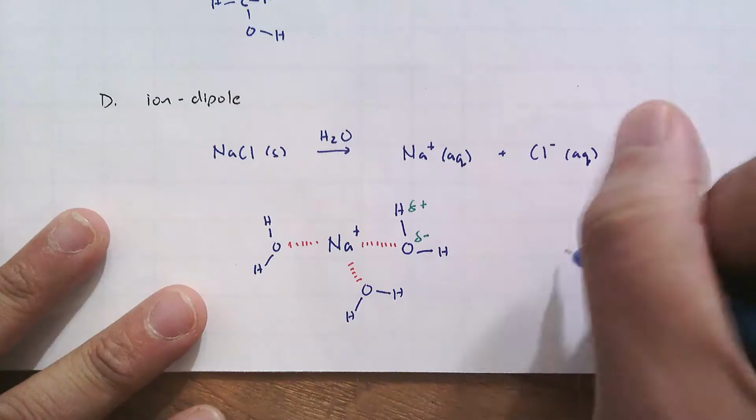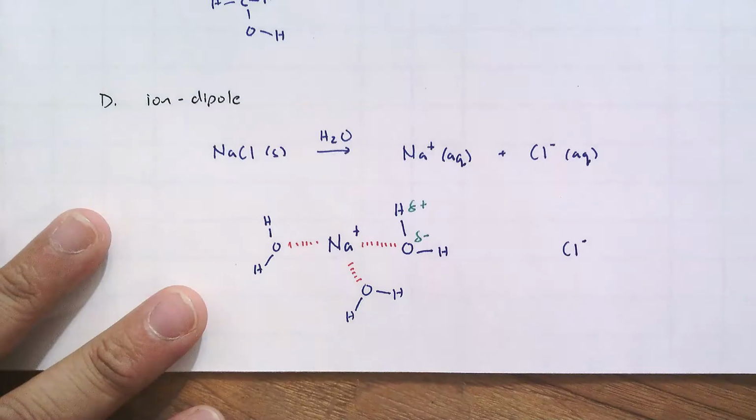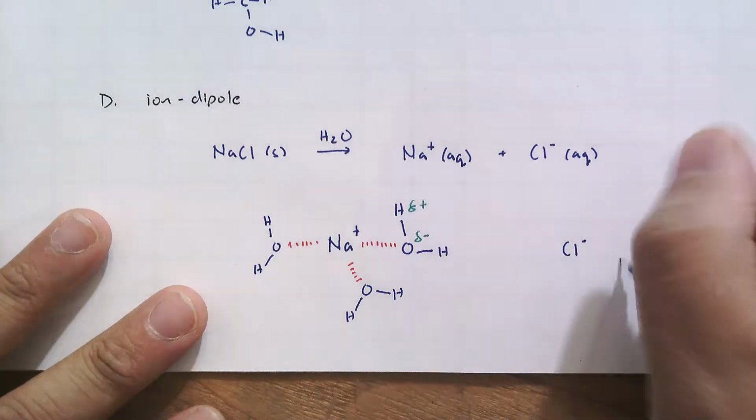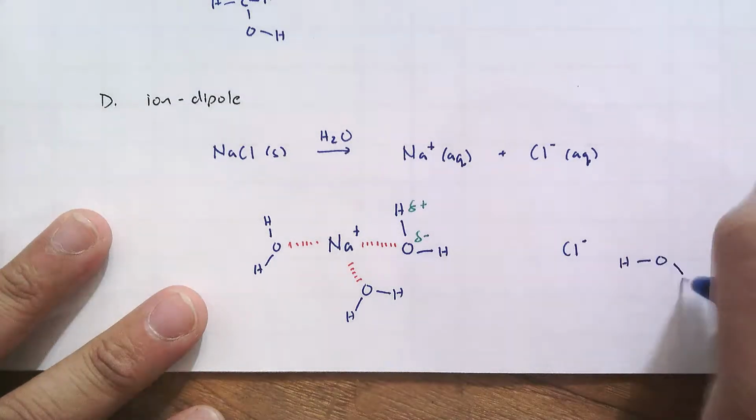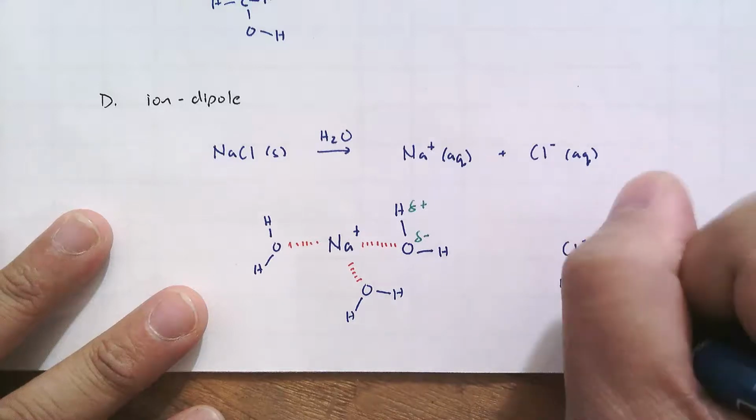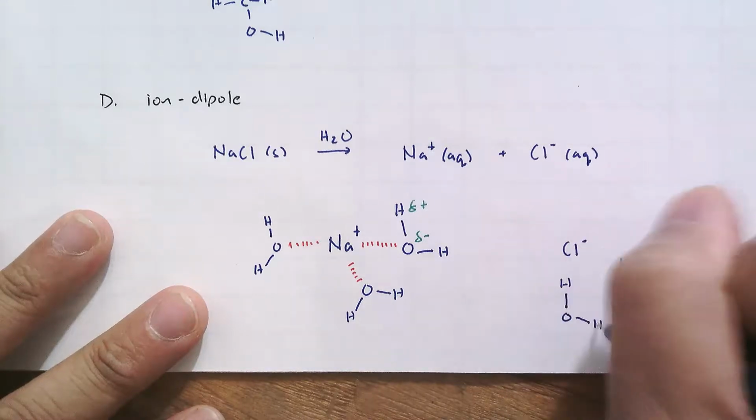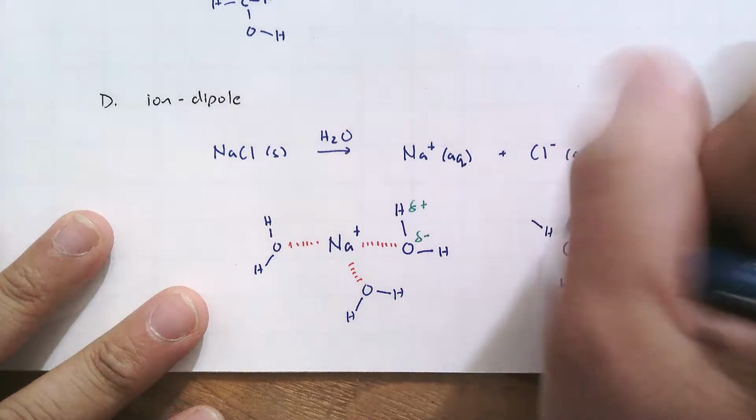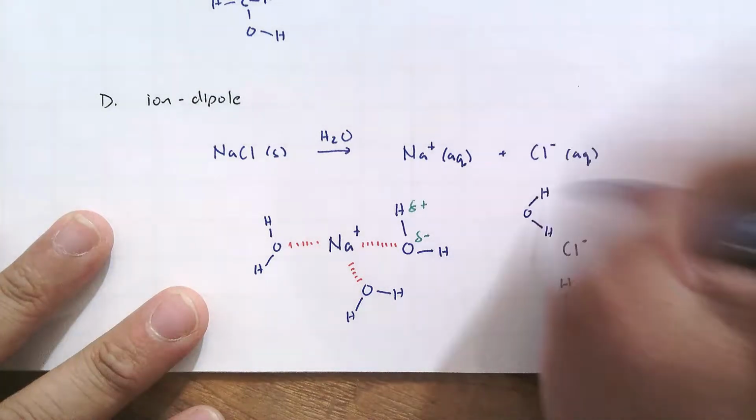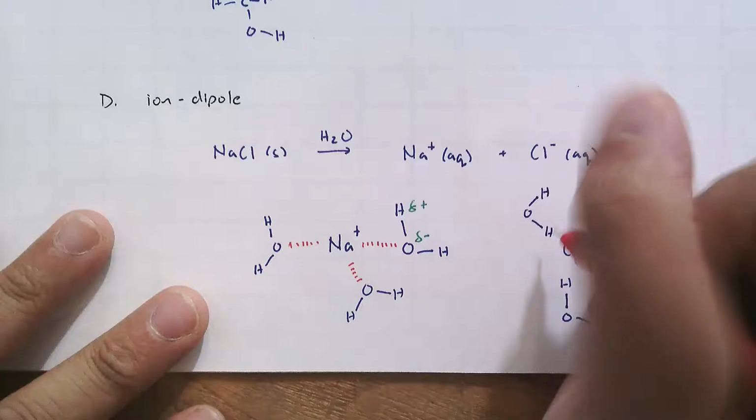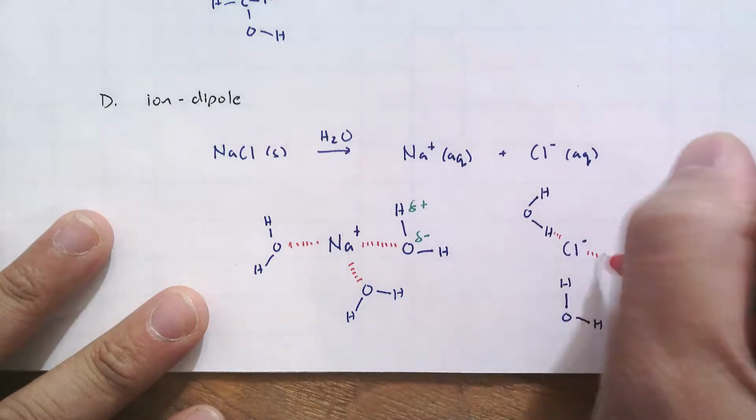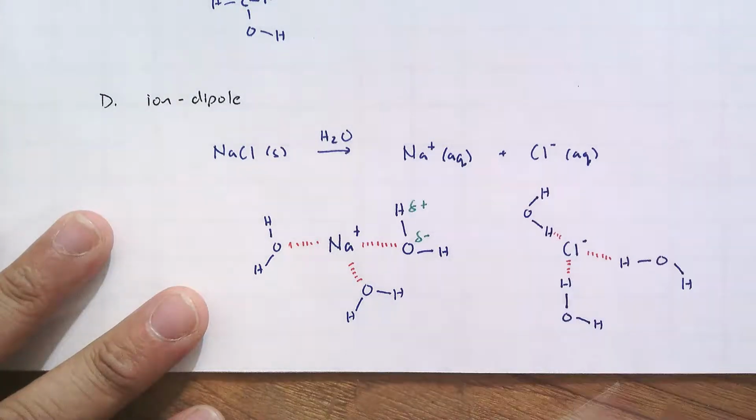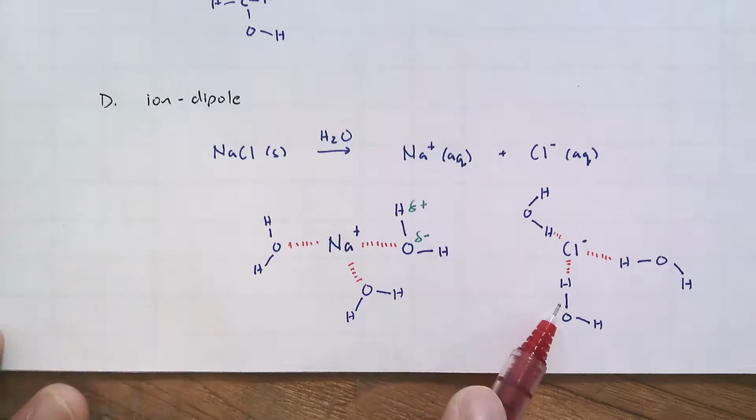Chlorine, Cl minus, will be the opposite. It will be more attracted to the hydrogen. And same thing, you'll have a cage. It's called a solvation cage or a water cage, but you know that hydrogen has a permanent dipole, or the hydrogen-oxygen bond is a permanent dipole. Hydrogen is partial positive.